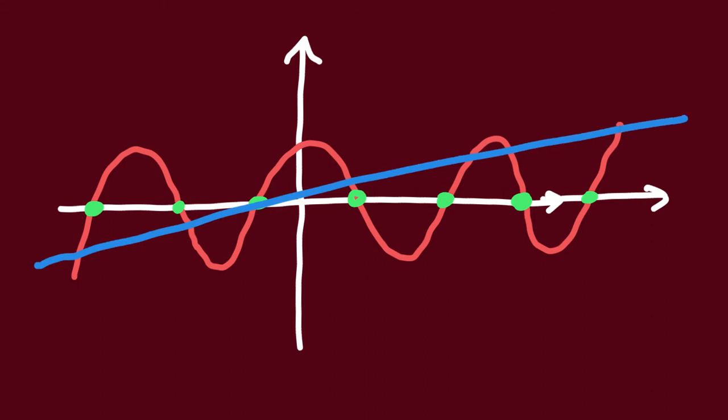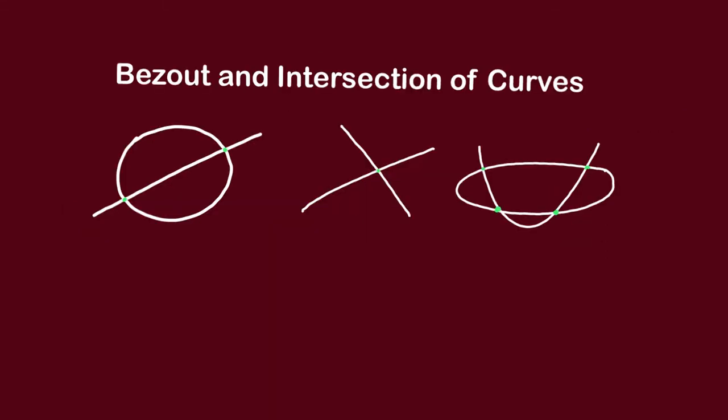So we see that there is some relationship between degrees of two curves and the number of common points of intersection. Bezout's theorem tells us how to find the number of intersection points of two curves purely from the degree of the two curves. So what do you think is the relationship between the degrees of the two curves and their number of points of intersection?